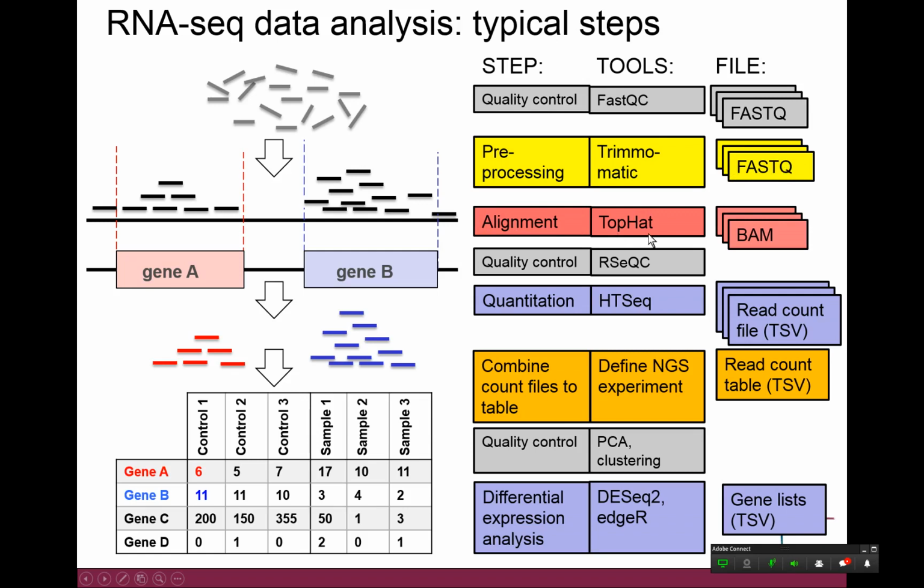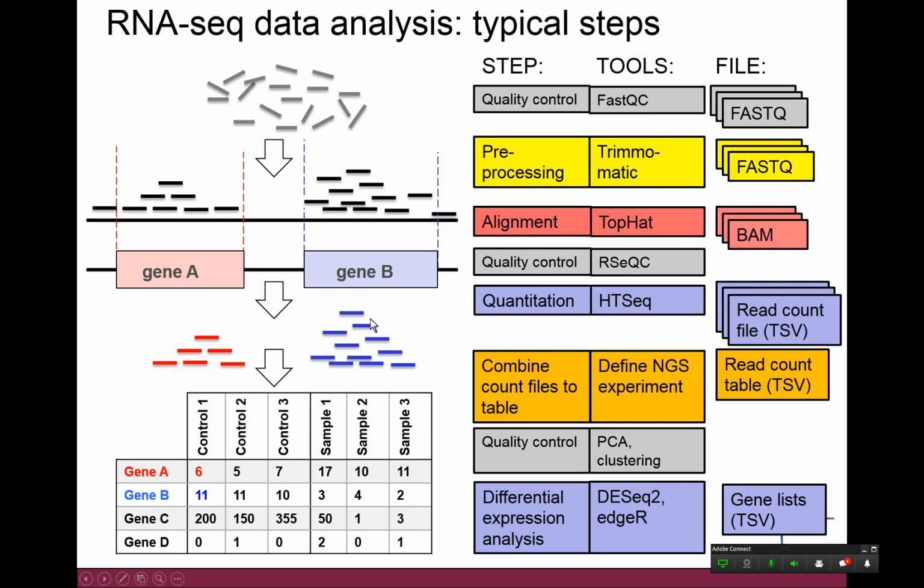Then the next step is the alignment, for which in our example session we use the TopHat tool. After alignment, your fastq files are transformed into BAM files. So now you have a bunch of BAM files instead. Then we do the quality control with RSeQC to get some information on how the alignment went. And then we move on to quantitation.